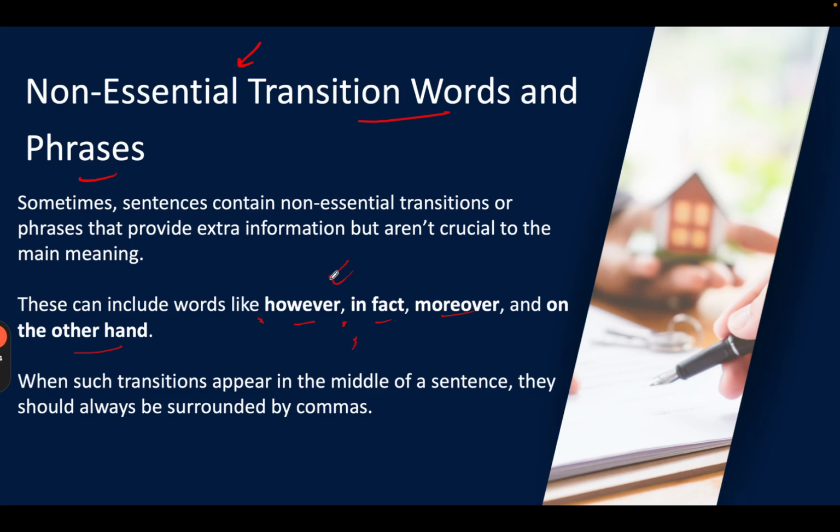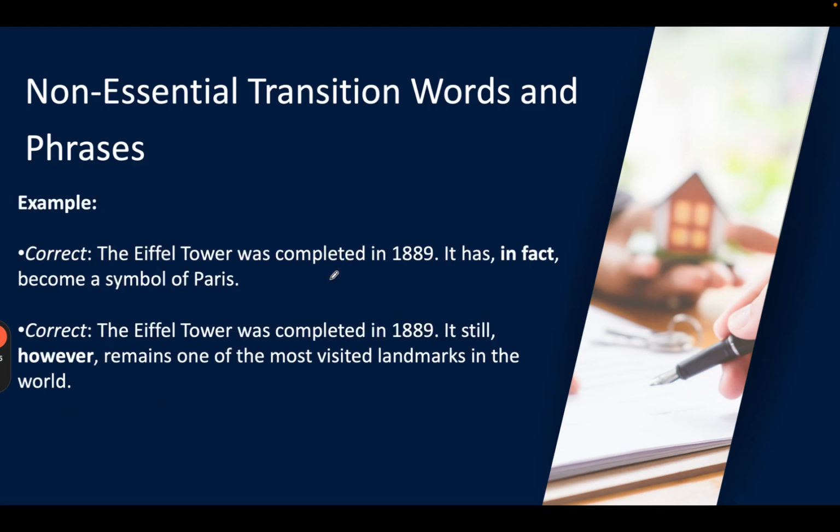In that case, what is the sentence trying to say? The sentence is trying to say that basically this however in the sentence is not required. If you eliminate the however from the sentence, it will still make sense grammatically. Let's look at an example for the same. The Eiffel Tower was completed in 1889. It has, comma, in fact, comma, become a symbol of Paris.